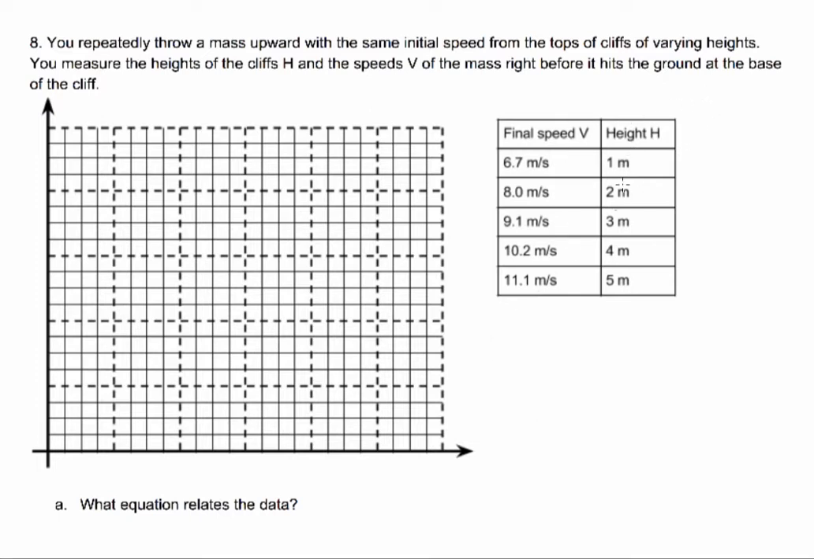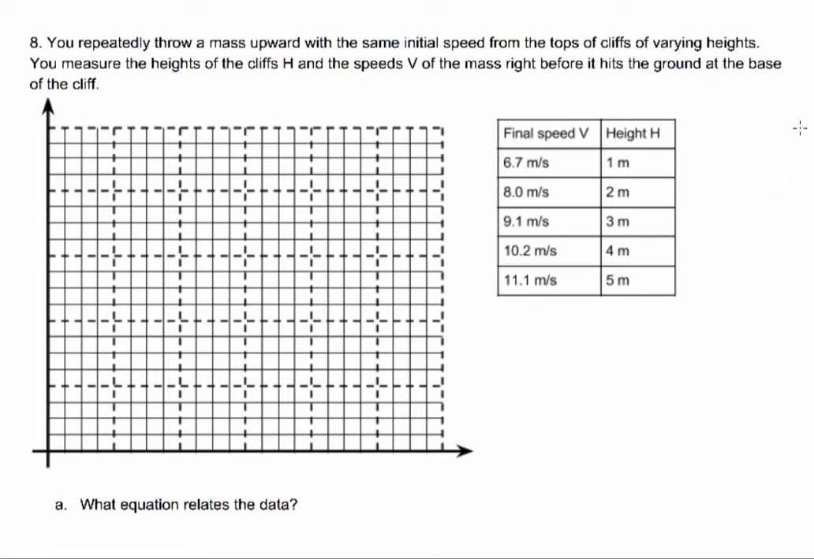You'll be presented with a table of data in some scenario. You have to figure out what to plot on the y-axis and the x-axis so that one, you get a straight line, and two, that you could interpret the slope of that line and y-intercept to determine relevant constants in the problem. So for this one, the example is you've repeatedly thrown a mass upward with the same initial speed from the tops of cliffs of varying height.